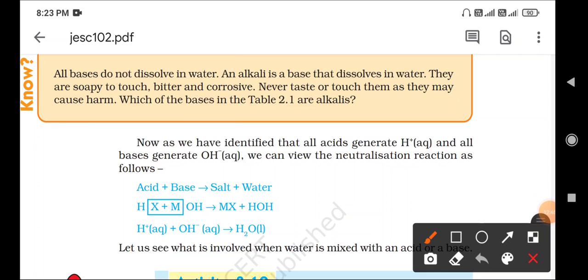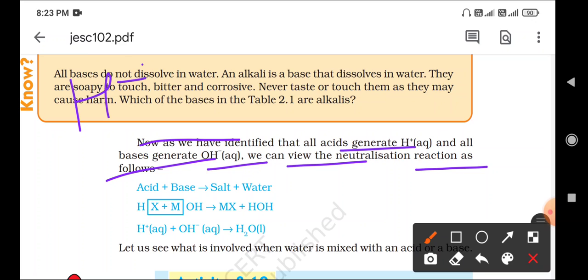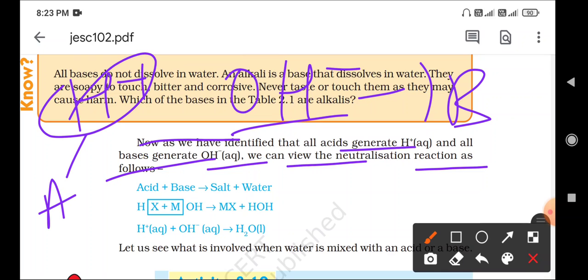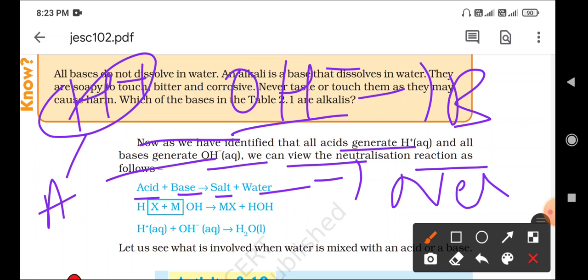Activity 2.1. Now we have identified that all acids generate H+ and all bases generate OH- ions. We can view the neutralization reaction as follows. What is a neutralization reaction? When an acid and a base react to give salt and water, it is called a neutralization reaction. Acid always produces H+ ions and bases produce OH- ions. Remember that hydroxide ions are produced by the base and hydronium ions by the acid. Simple: acid plus base gives salt and water. This is called the neutralization reaction.